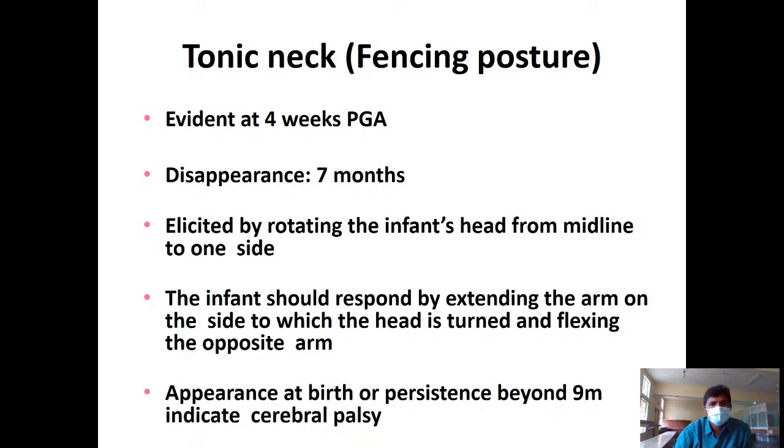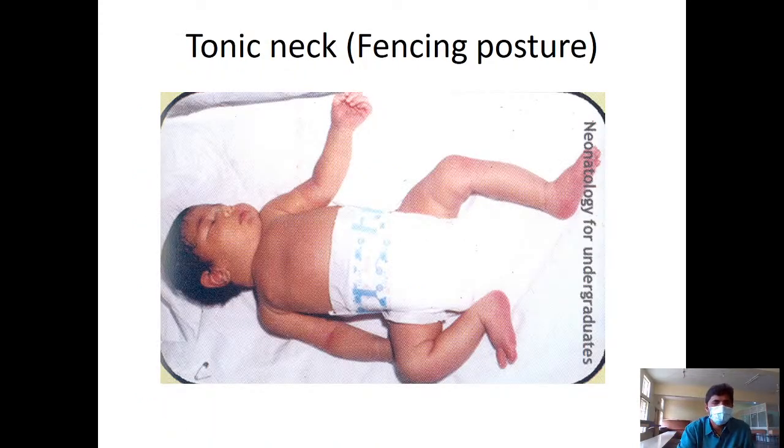One more important neonatal reflex is the tonic neck reflex, or fencing posture. The asymmetric tonic neck reflex is usually evident at 4 weeks of life and disappears by the 7th month. It is elicited by rotating the infant's head from the midline to one side; the infant should respond by extending the arm on the side to which the head is turned and flexing the opposite arm. It usually appears at birth, and persistence beyond 9 months indicates cerebral palsy. So you rotate the head to that side, and there will be extension of the arm as well as the leg, whereas the opposite side gets flexed. That is how you test the asymmetric tonic neck reflex.